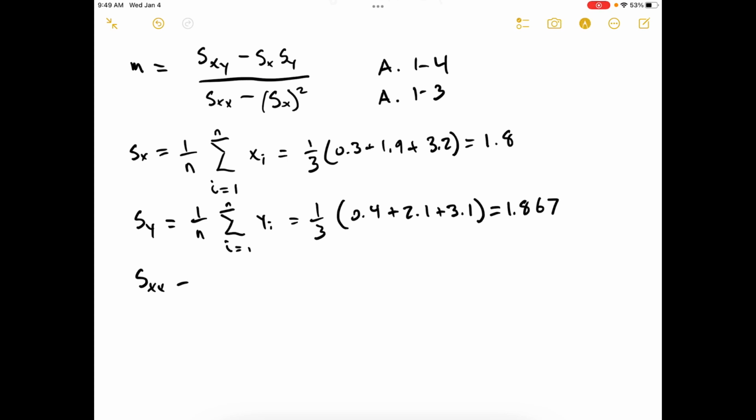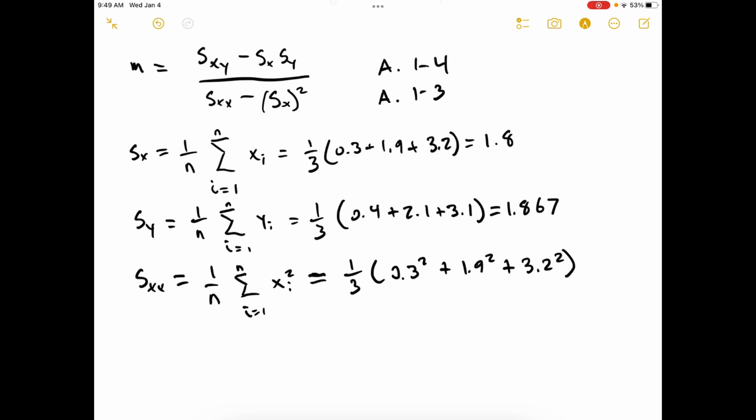Sxx equals 1 over n summation i equals 1 to n of xi squared. That's the same thing, except you square all of these: 0.3 squared plus 1.9 squared plus 3.2 squared equals 4.647.